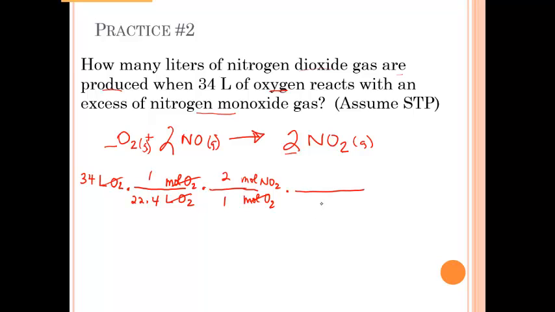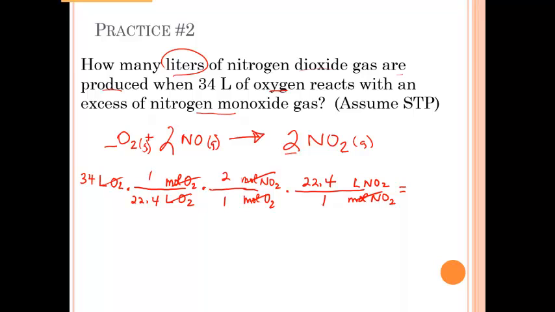And then the last step was to convert to our desired unit. In this case, our desired unit is liters. So we want to convert moles of our nitrogen dioxide into liters of nitrogen dioxide. And we're going to be using our 22.4 liters per mole because we're at a gas and we're at standard temperature and pressure. So our moles can cancel, and now it's just a matter of plugging things into our calculator.